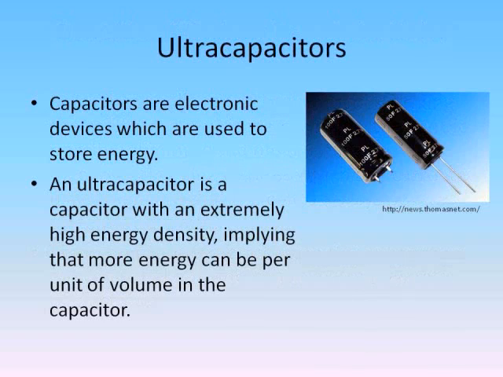In the next slide, we will be talking about ultracapacitors. In order to understand ultracapacitors, we'll first need to understand how regular capacitors work. Capacitors are electronic devices which are used to store energy. In a capacitor, you have two electrodes, one positively charged, one negatively charged, in which the electric current is not running, therefore building up a potential difference between the two electrodes. An ultracapacitor is a capacitor with an extremely high energy density, implying that more energy can be used per volume in the capacitor.